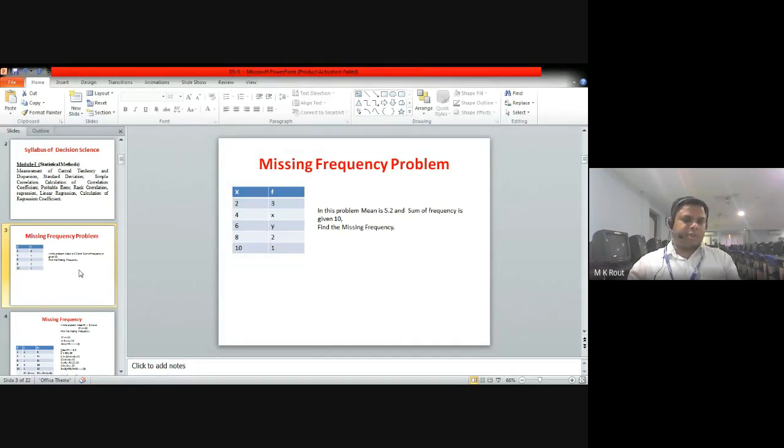In this type of problem, the x variable and their frequencies are given. But some frequencies are missing from the frequency table. So you have to identify the missing frequency by using the following data. That means the mean is given and the sum of frequencies is given. Is it clear? It is my advice to all of you to first note down this data given in a missing frequency problem. Then we proceed to solve this particular example.